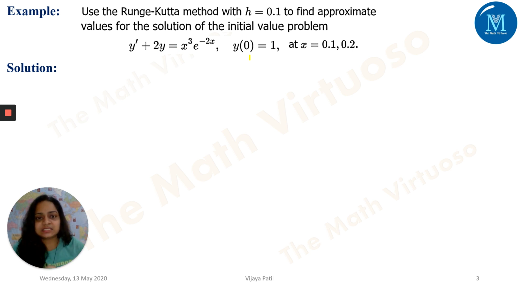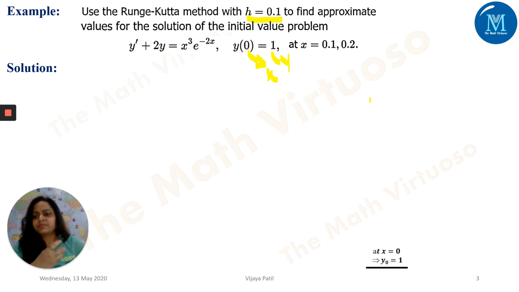Now, let us understand what has been given and what we have to calculate. h = 0.1 has been given. Then x0 and y0 have been given to us. x0, that is the first value, means x = 0 here, and this is my y0. That means the value of y at x = 0 is given to me as 1. And I need to calculate the approximate values of y at x = 0.1 and x = 0.2.